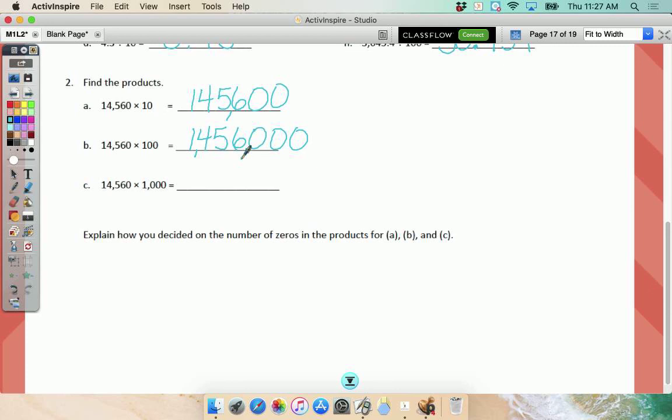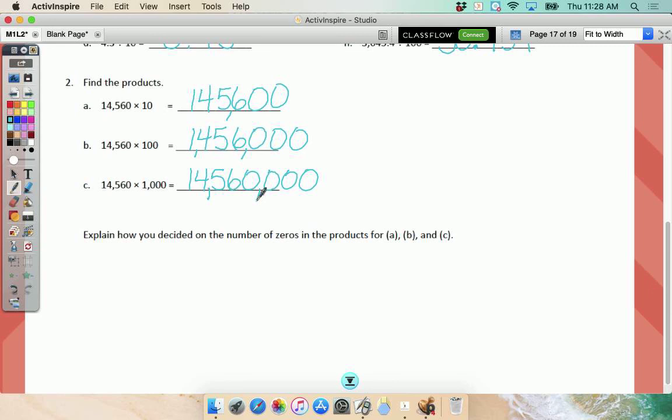For sure. Okay, so table 2. 14,560 without a comma, right? How many zeros do I have this time, table 2? 3. So 1, 2, 3. Now I'm going to place my comma. 1, 2, 3. 1, 2, 3. Okay, let's say this one. 14,560,000. How did you decide the number of zeros in each one of those, Jocelyn?